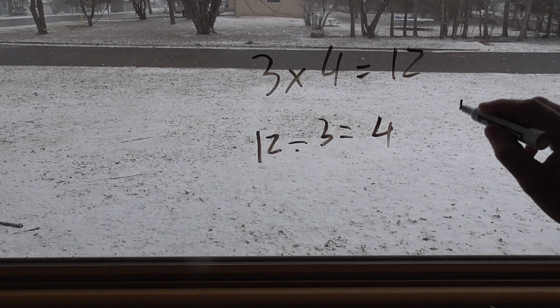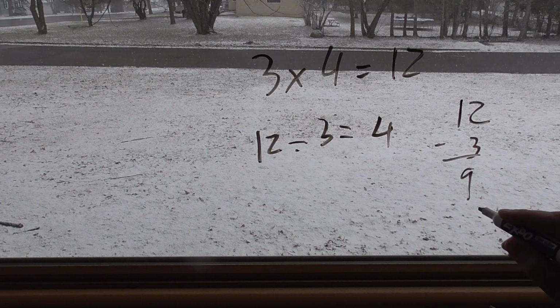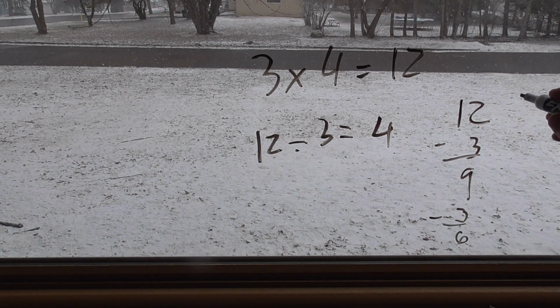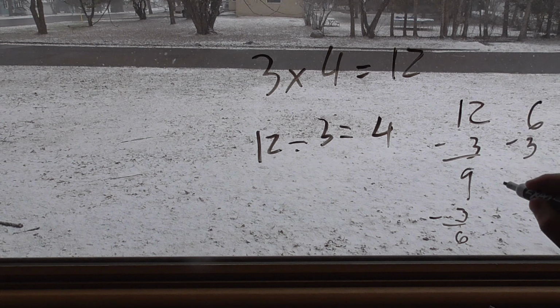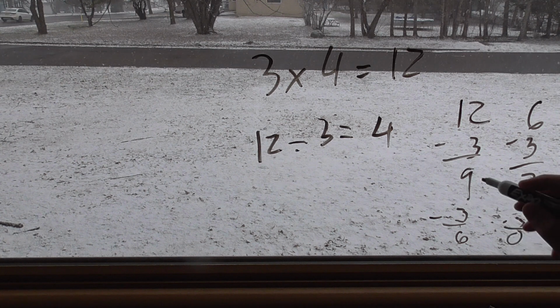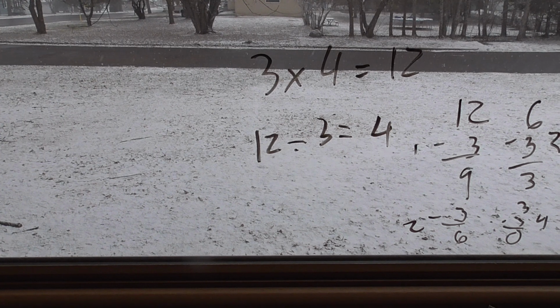Array, repeated subtraction, 12 take away 3, 9, 9 take away 3, 6. Can you see it over here? Yep. 6 take away 3, 3, and 3 take away 3, 0. We have 1, 2, 3. We've pulled 4 3's out of that 12.